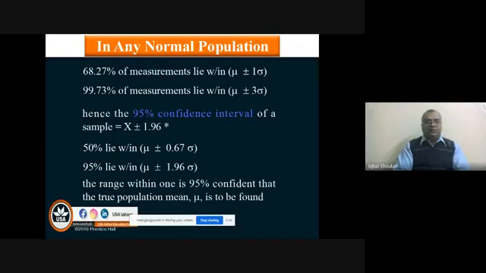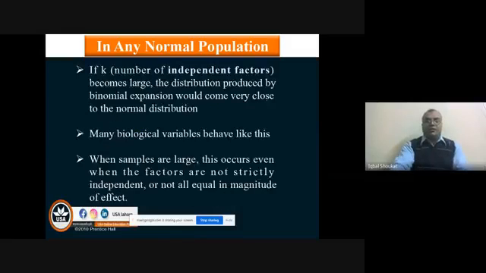1.96 times sigma. 50% lies within mu plus minus 0.67 times sigma, and 95% lies within mu plus minus 1.96 times sigma. Within this range, we are 95% confident that the true population mean mu is to be found. More reliability is there, more confidence is there. So whatever values we are calculating or measuring, that depends upon the value of the mean and the standard deviation.